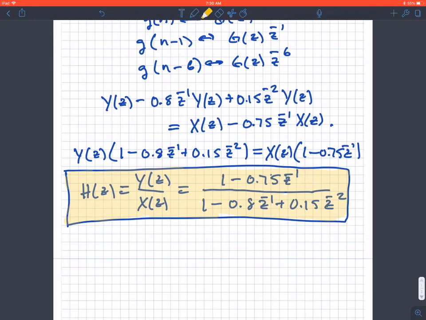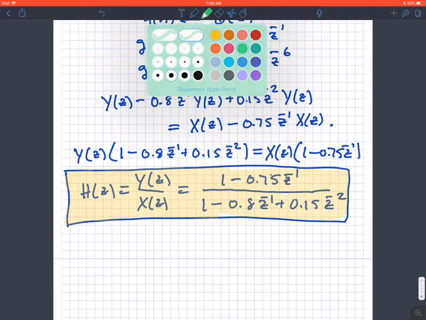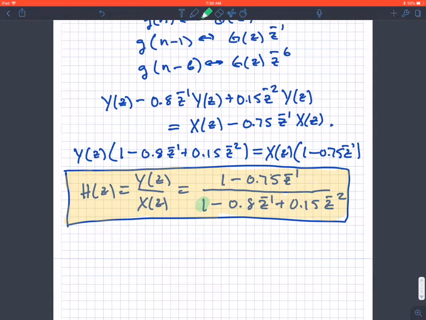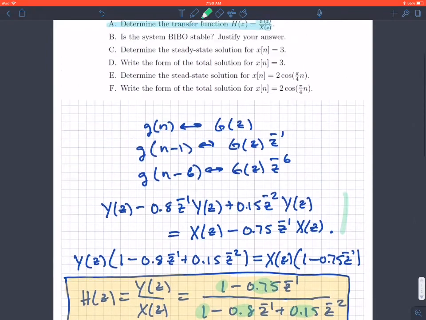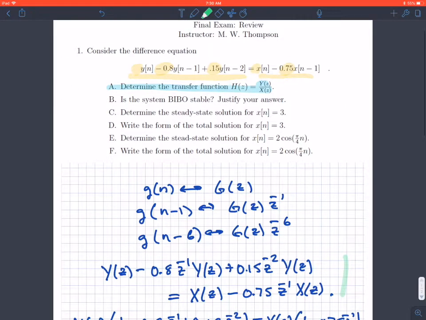And so you notice here's the 1 coefficient for the term in front of y of n. Here's the minus 0.8. Here's the plus 0.15. These show up in the denominator. In the numerator, we have the 1 in front of x of n and the minus 0.75 in front of x of n minus 1. So you can just go straight to the answer, but this is the reason why we arrive at this particular form. Okay, so that's the answer to part A.